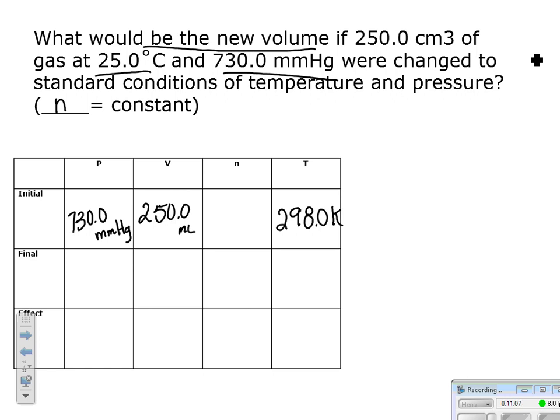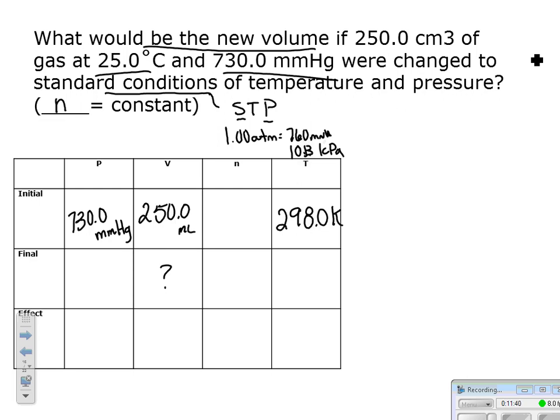So we're solving for the final volume of the gas, if this is changed to standard conditions. So you need to know the conditions of standard temperature and pressure. You probably remember standard pressure is 1 atmosphere, 760 millimeters of mercury, or 101.3 kilopascals. We're going to use the millimeters of mercury.